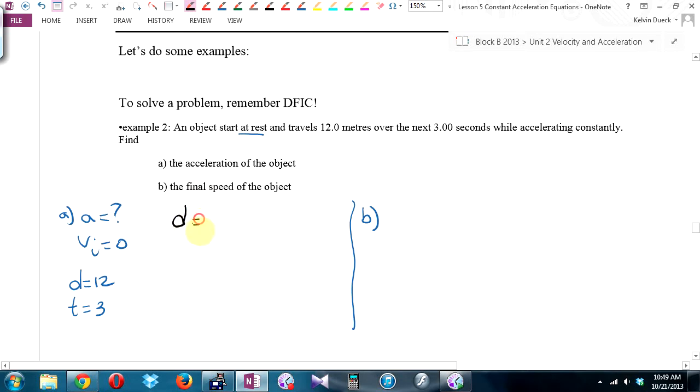Write it down. D equals VIT plus a half AT squared. D was list your data. F was find a formula. We have.